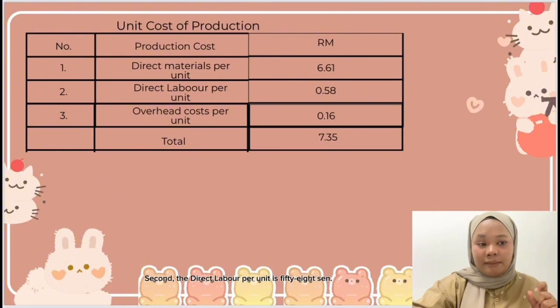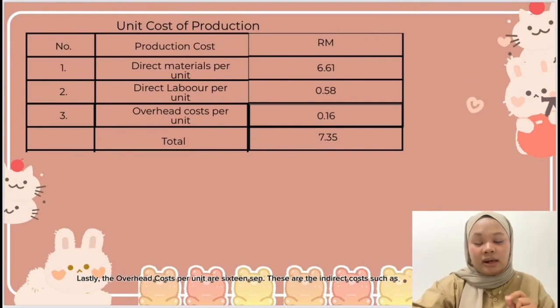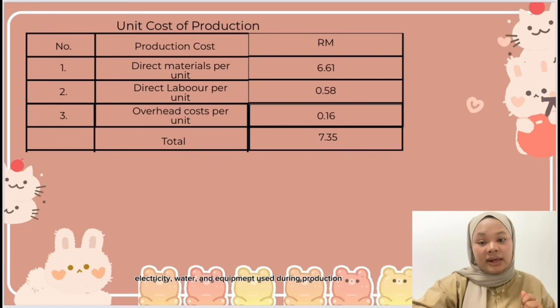Second, the direct labor per unit is 58 cents. This refers to the wages paid to workers who are directly involved in producing the product. Lastly, the overhead costs per unit are 16 cents. These are the indirect costs such as electricity, water, and equipment used during production.